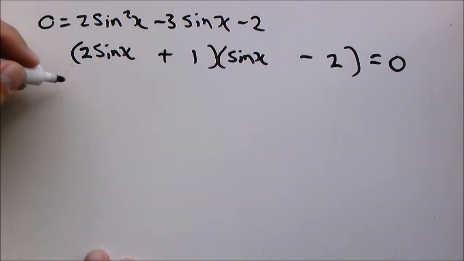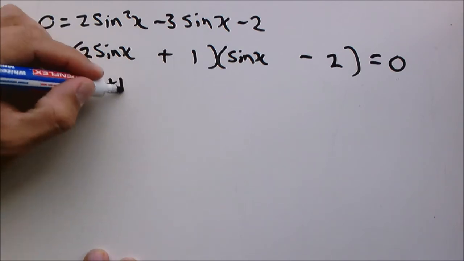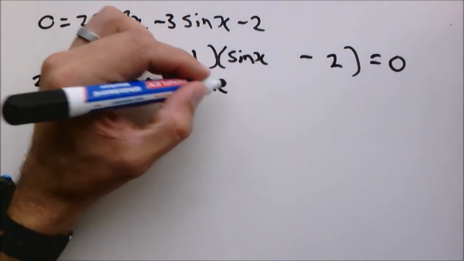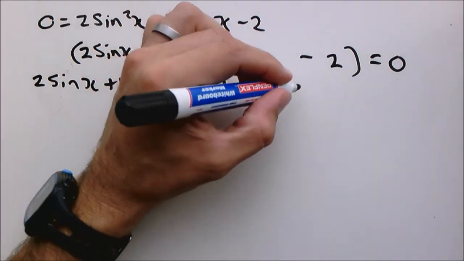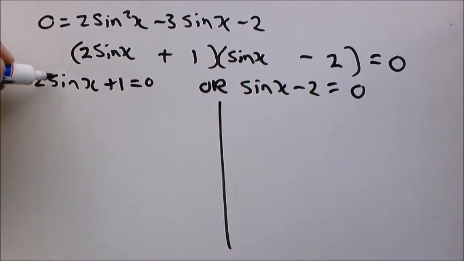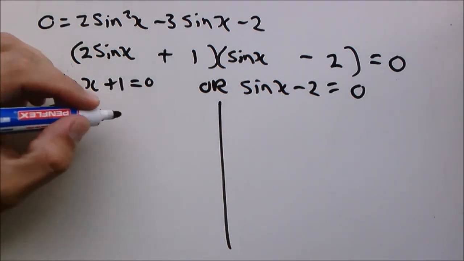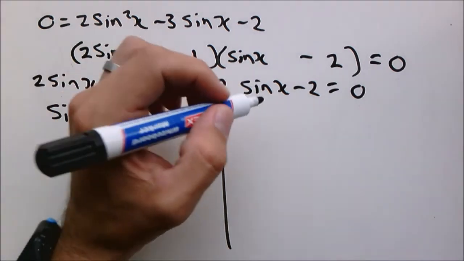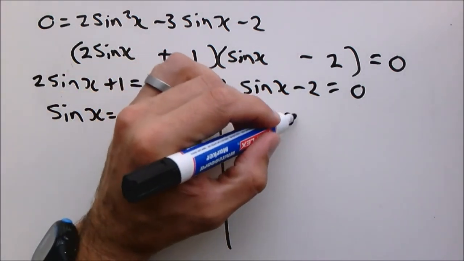Let's split the brackets just to work with it. So this then means that 2 sine x plus 1 equals 0, or sine x minus 2 equals 0. Let's work with the left hand side first. So we take the 1 across, becomes a negative 1, then we divide by 2. So this will become sine x equals negative a half. The right hand side, it will become sine x equals 2.